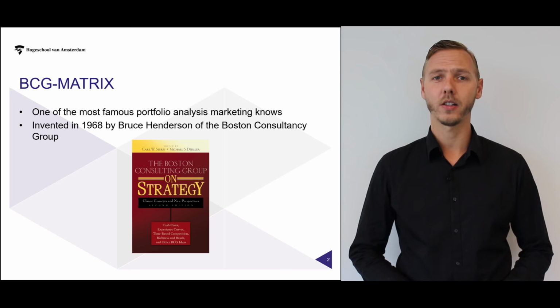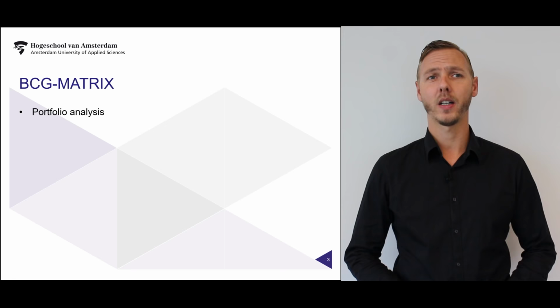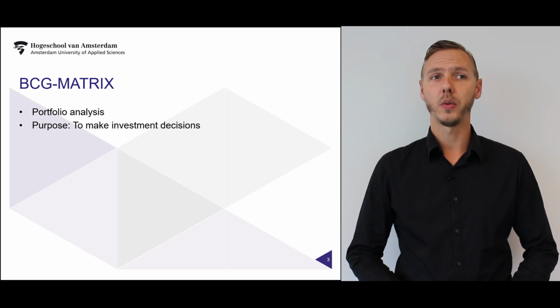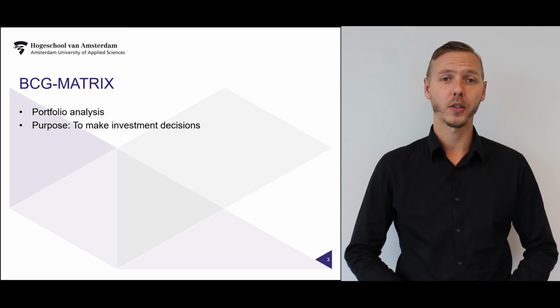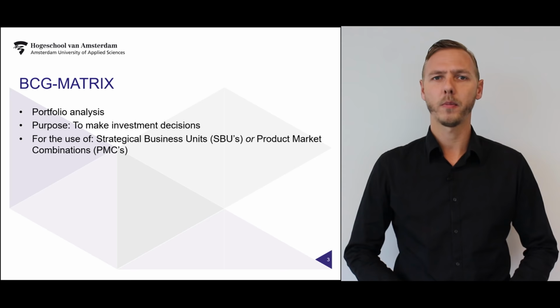So the BCG matrix is a portfolio analysis. Just as we know the General Electric matrix or the McKinsey matrix, the BCG matrix is a portfolio analysis. It's being used to plot your portfolio in a matrix and to see in which business units or product market combinations you have to invest. So the purpose is to make investment decisions. The two most important subjects which you can plot in a portfolio are strategic business units or product market combinations.